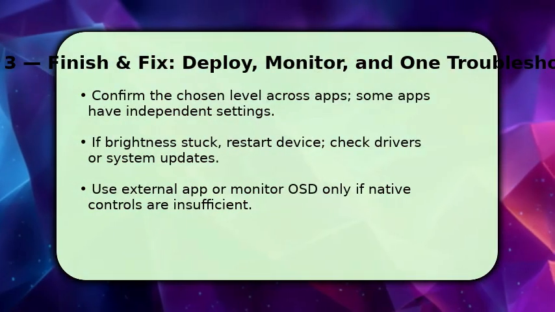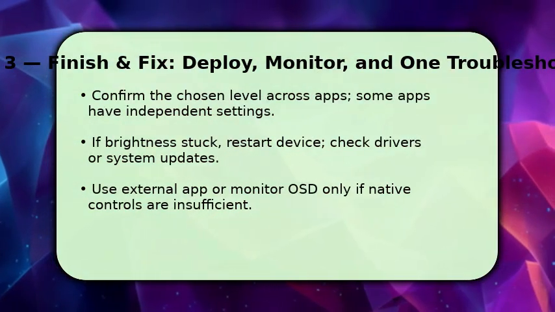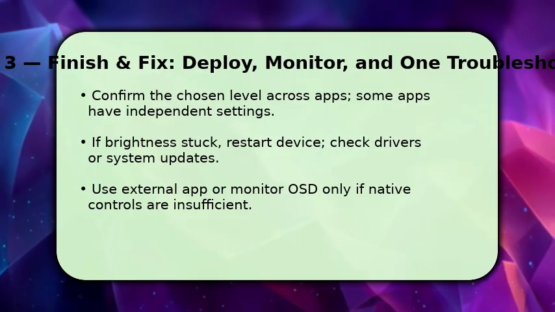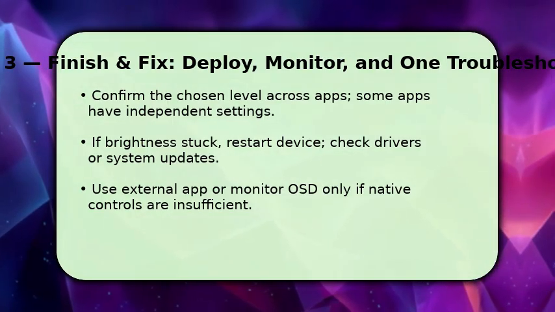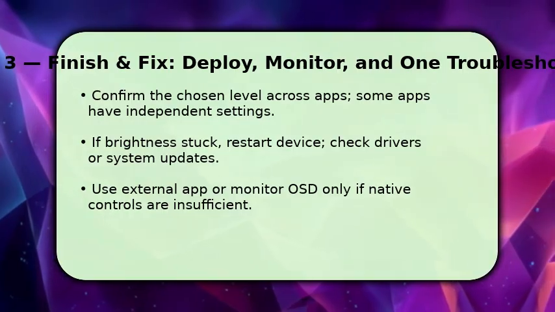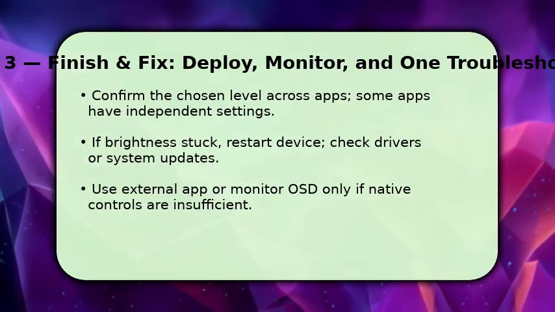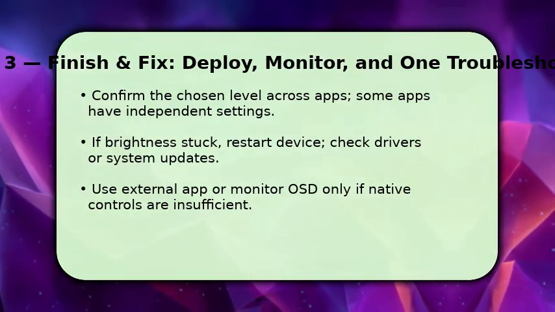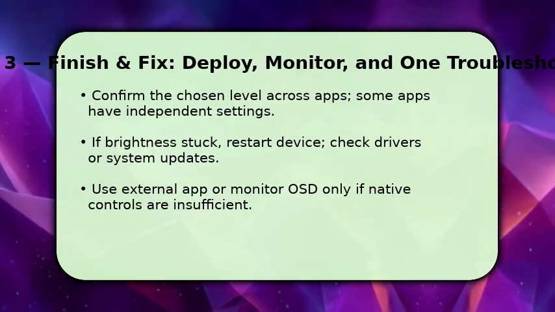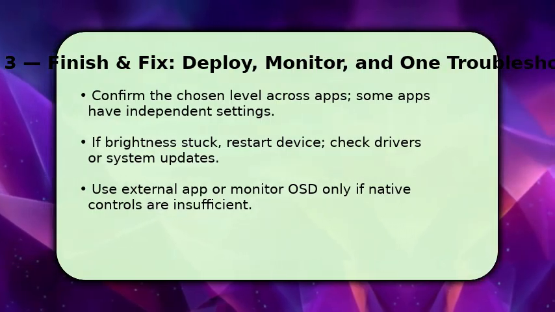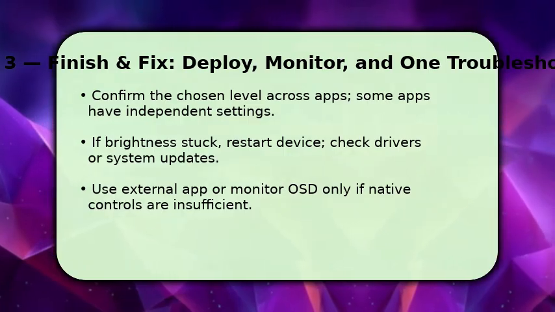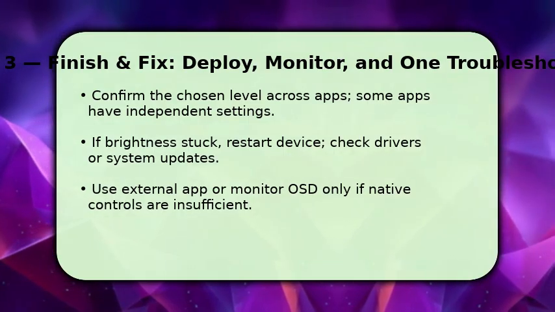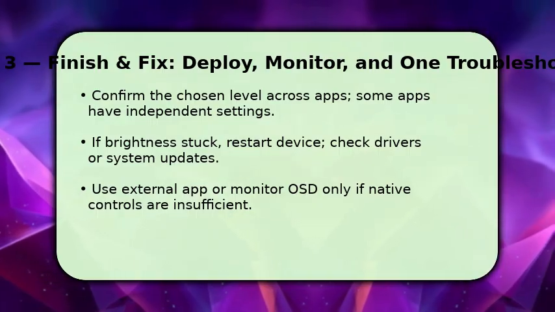To finish, confirm the chosen brightness across several apps because some applications or video players override system settings. Once satisfied, lock the setting or create a profile if your OS supports it. If the brightness control is unresponsive, restart the device and then check display drivers or system updates. Outdated drivers often block adjustments. As a last resort, use the Monitor OSD or a reputable external app, but make sure native controls are tried first to avoid conflicts.